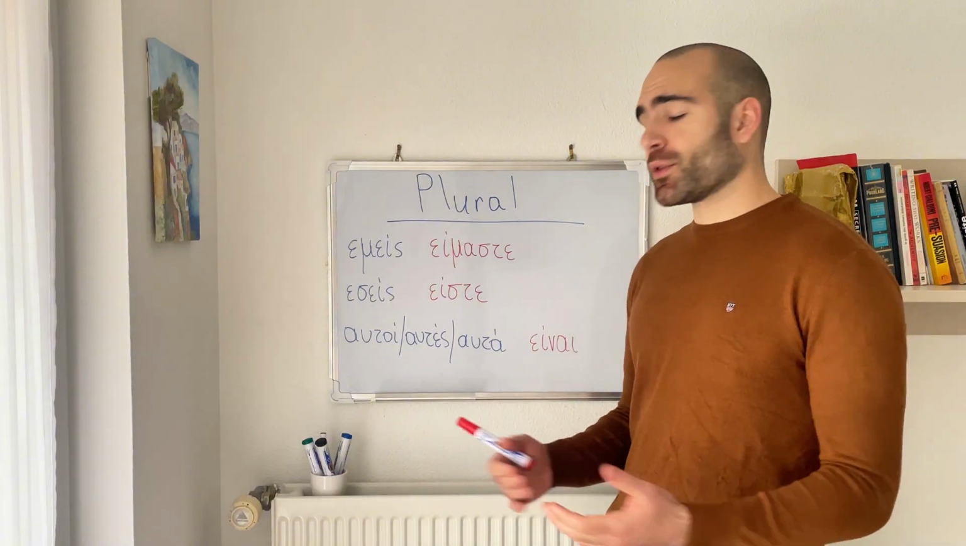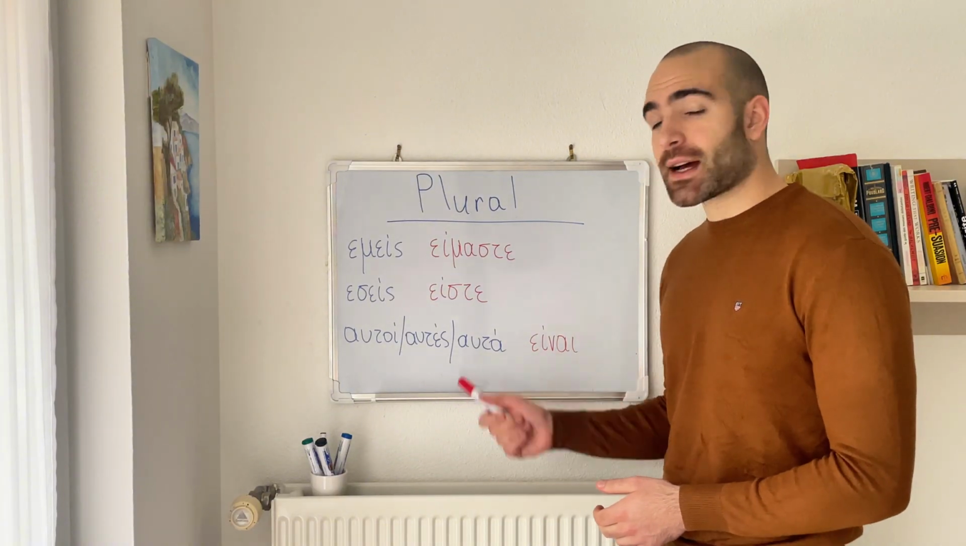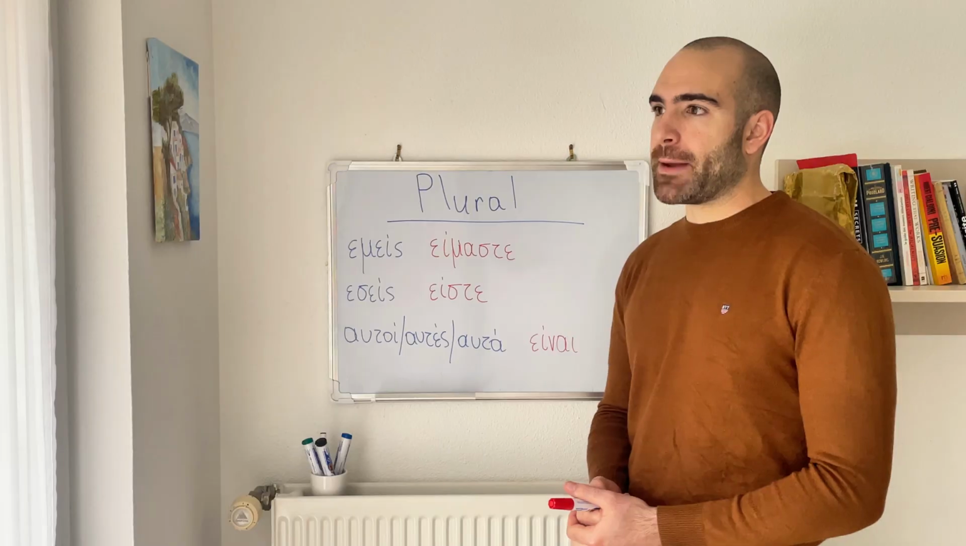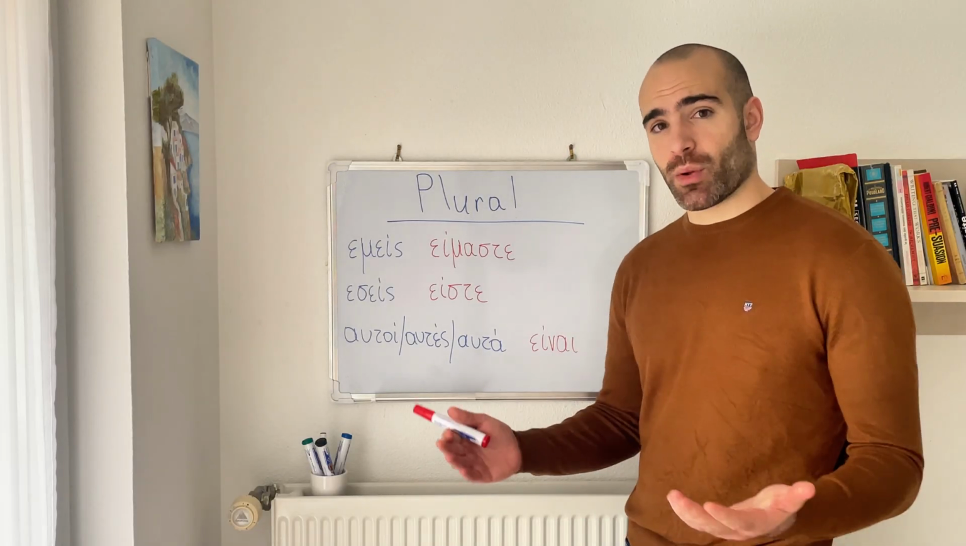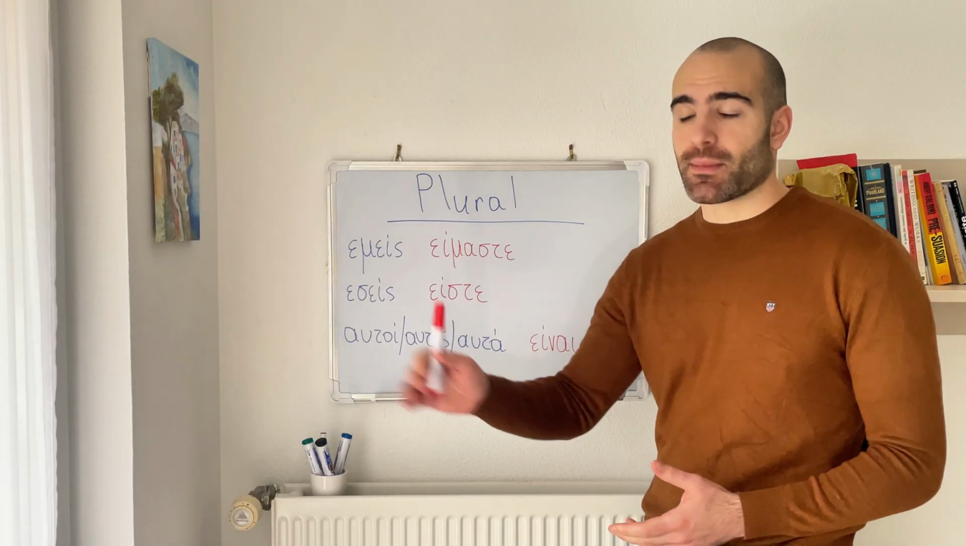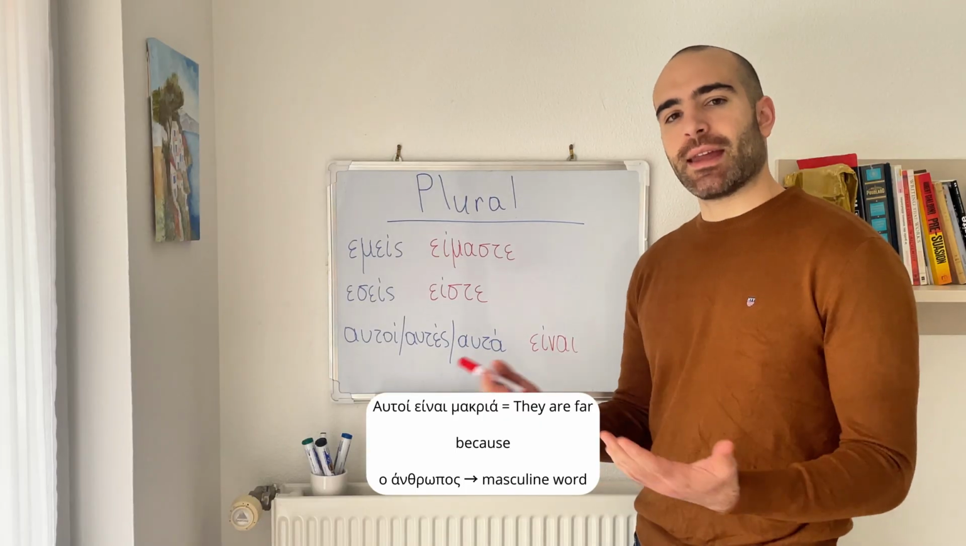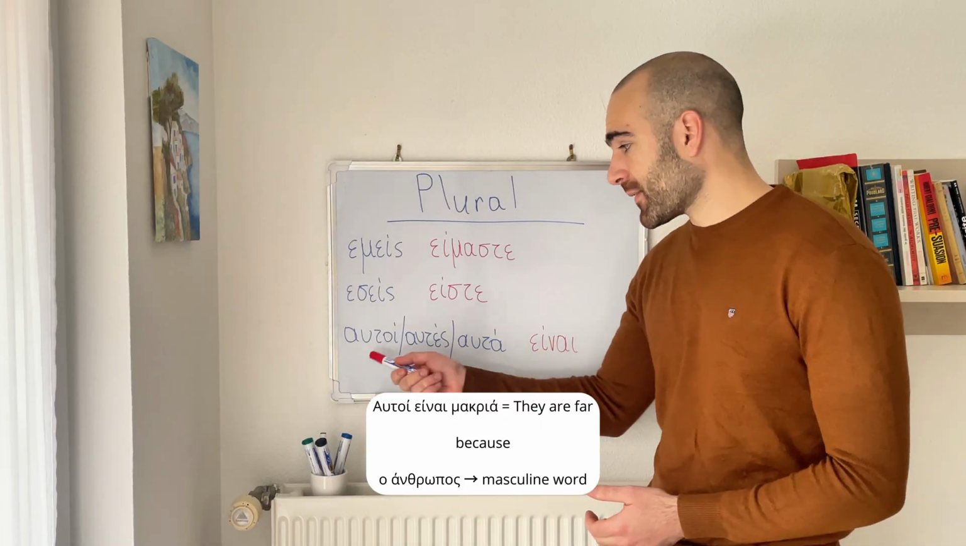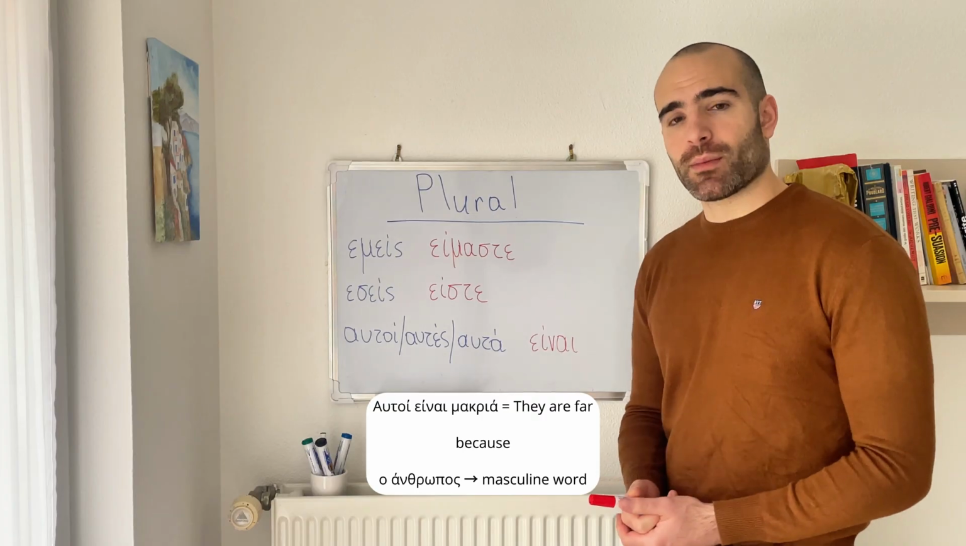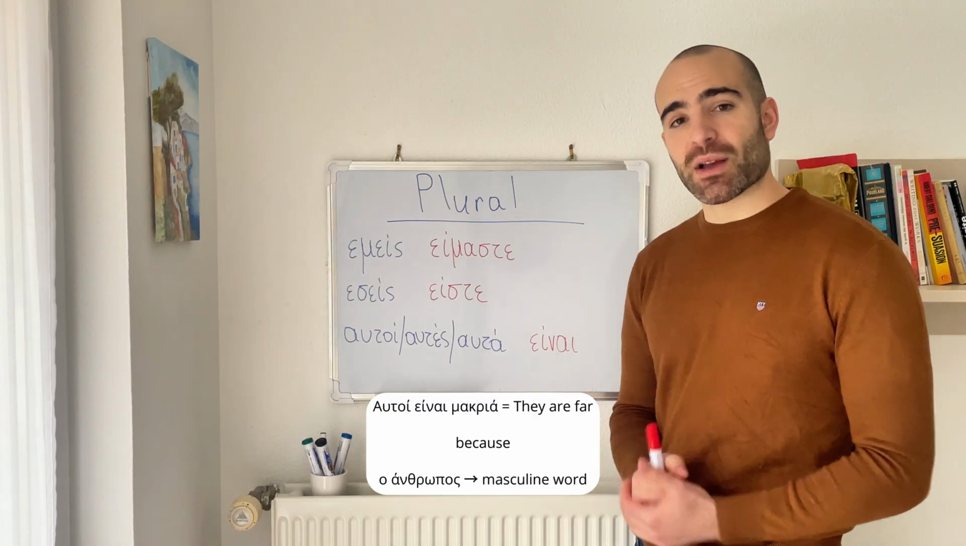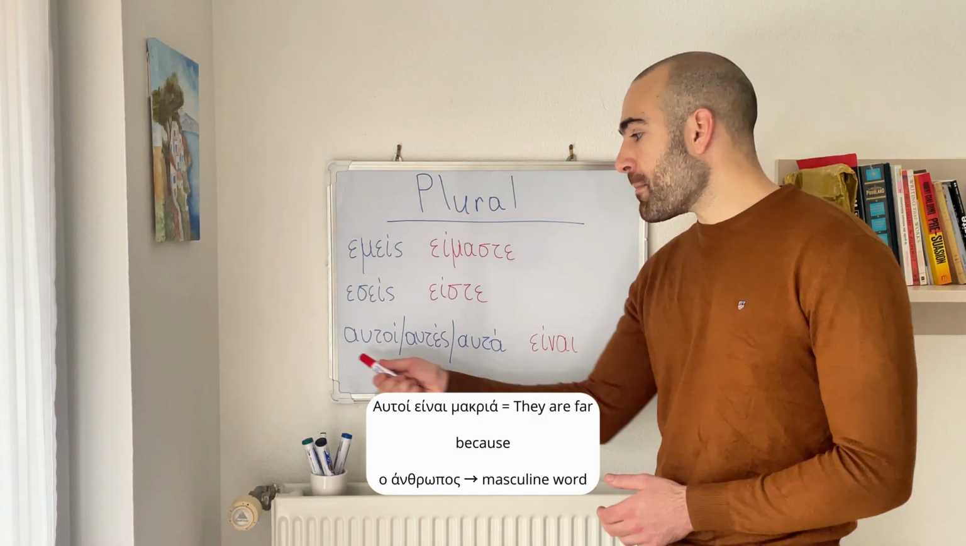And a few examples with αυτοί, αυτές, αυτά, which is they, would be if I was referring to some people and I wanted to say that they are far, I would say αυτοί είναι μακριά. And I would use αυτοί because in Greek, people, ο άνθρωπος, is a masculine word. So that's why I would go for the masculine they.